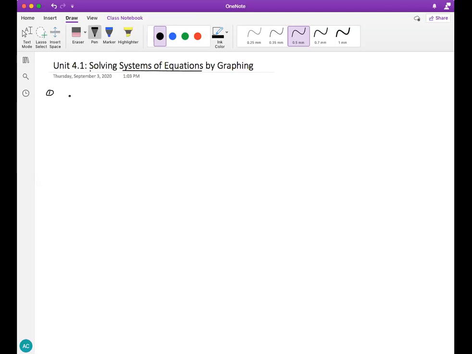So we're going to have a system of two equations. We're going to see how to solve that system by graphing. So let's first define a system of linear equations.